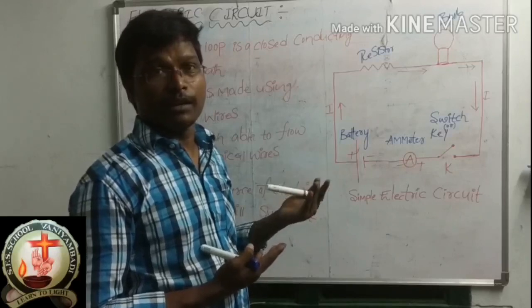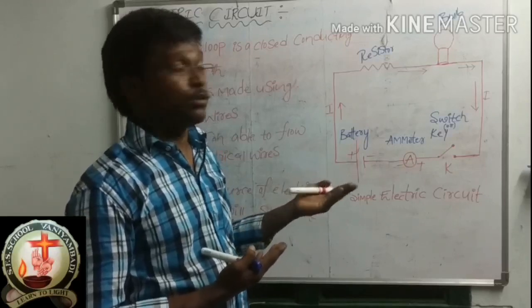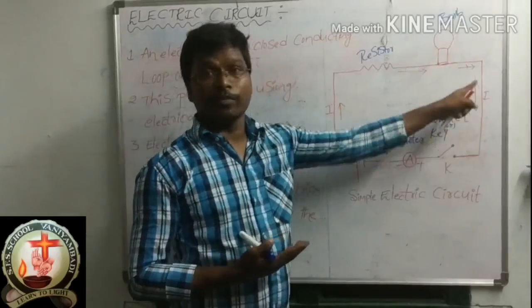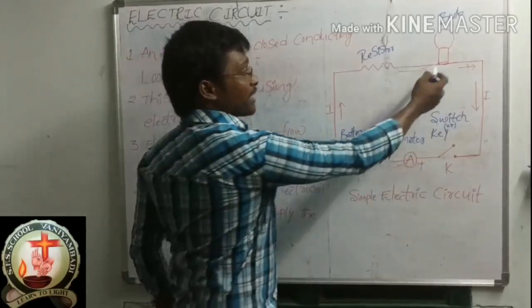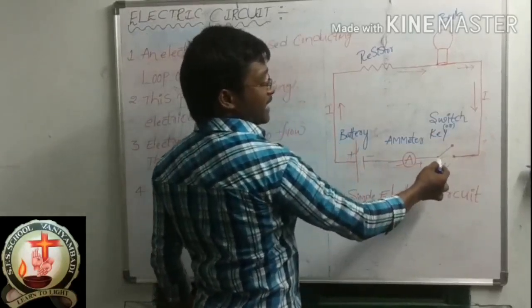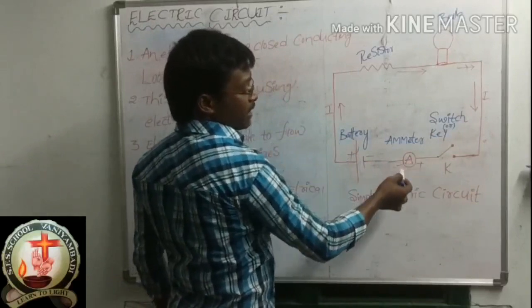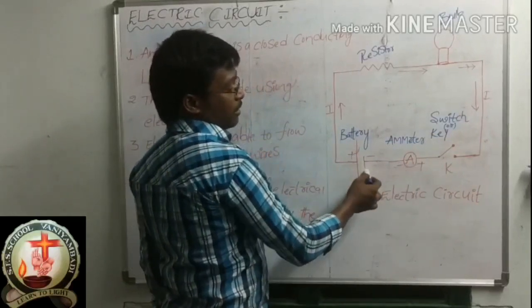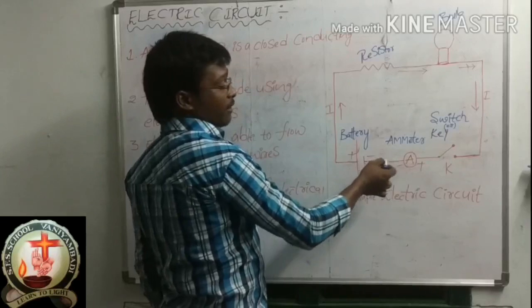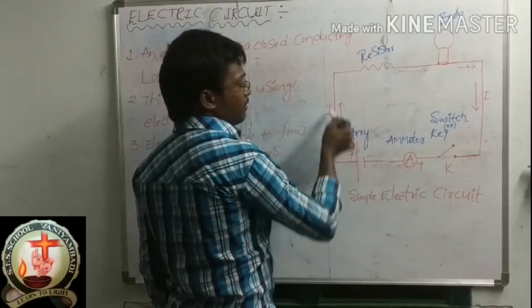Okay, why? How is it possible? By the use of these electrical wires only. This bulb is connected to an electrical wire. This key is connected to the ammeter through this electrical wire. The ammeter is connected to the battery. This is also an electrical wire and this is also an electrical wire.